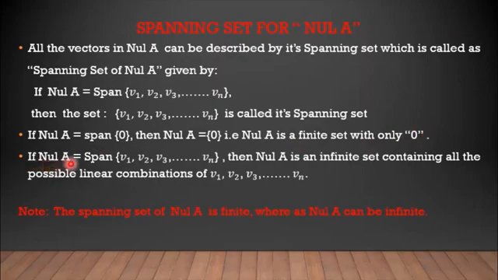The second point: if null A is equal to the span of a finite number of elements v1, v2, v3 and so on up to vn, then null A is an infinite set containing all the possible linear combinations of v1, v2, v3 and so on up to vn. So here the spanning set v1, v2, v3 and so on up to vn has a finite number of vectors, but the span of this finite set will have infinitely many vectors. Then null A also will have infinitely many vectors. So we have only two possibilities. Either null A has only the 0 element, which is finite, or null A will have infinitely many elements which are linear combinations of v1, v2, v3 and so on up to vn, that is, elements from the spanning set. Hence we note that the spanning set of null A is finite, whereas null A can be infinite also.